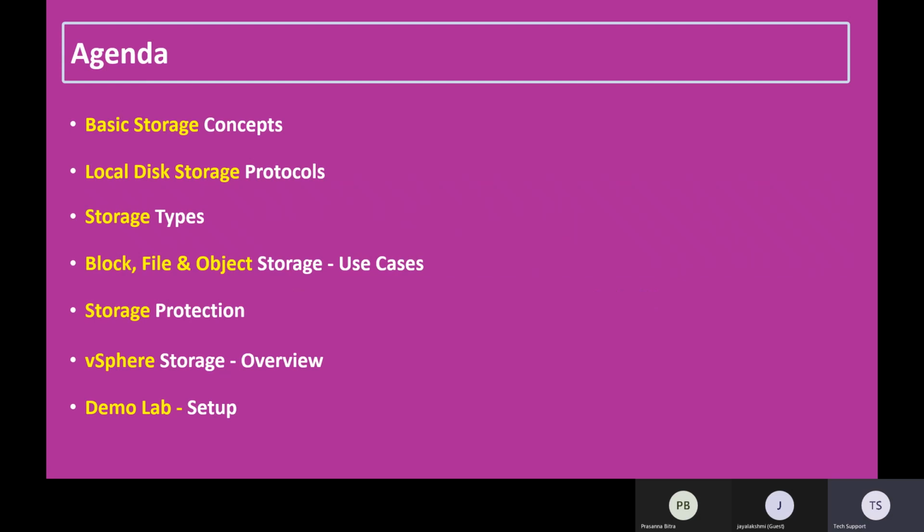So the agenda is basic storage concepts, and we'll also discuss the local disk storage protocols. What are the protocols we use for local disks? Once we are familiar with local disks, we can start discussing additional types of storage. Mainly we have three types of storage: block storage, file storage, and object storage. We will observe the use cases of these three in real-time scenarios.